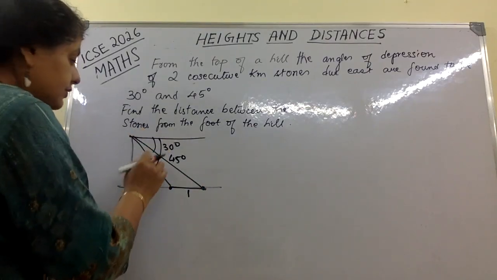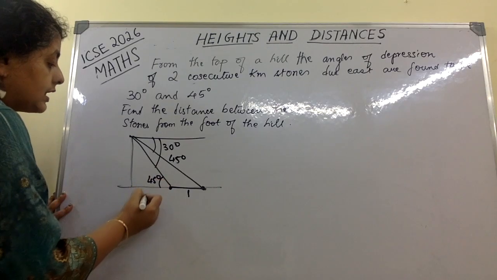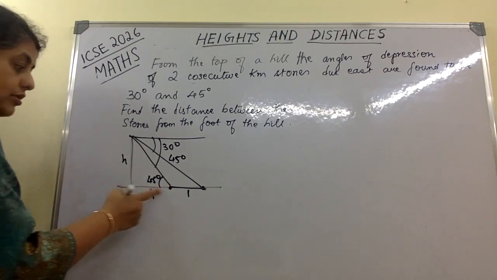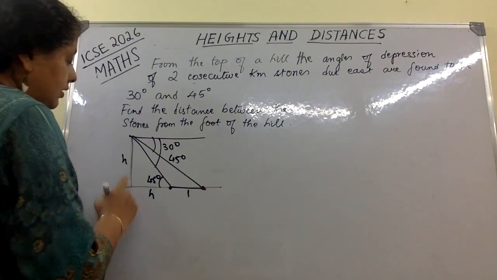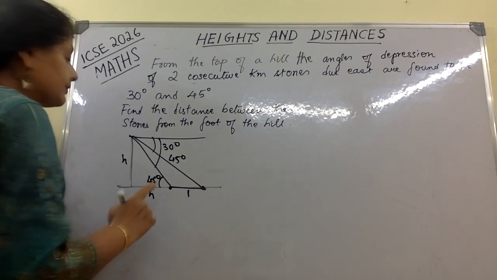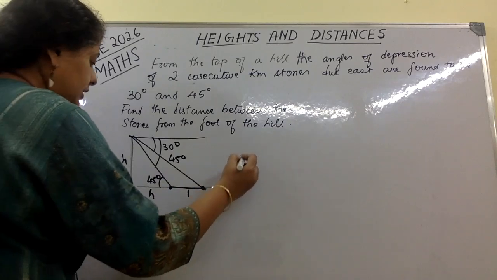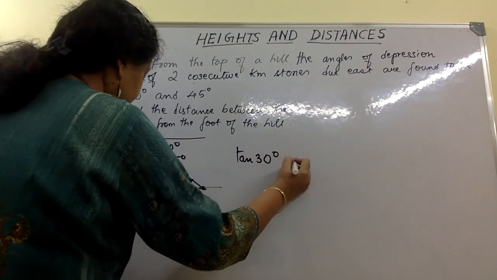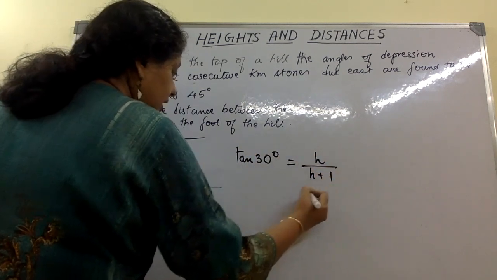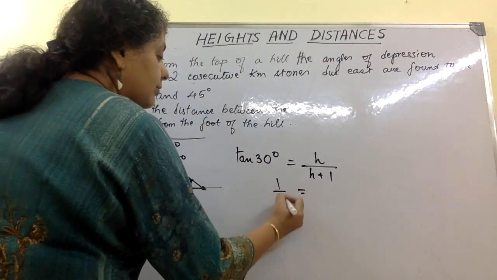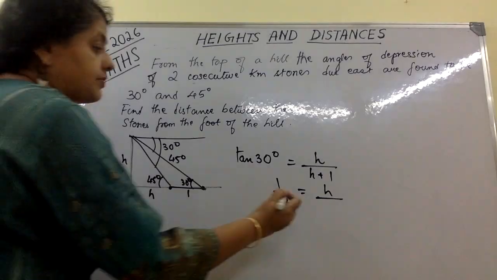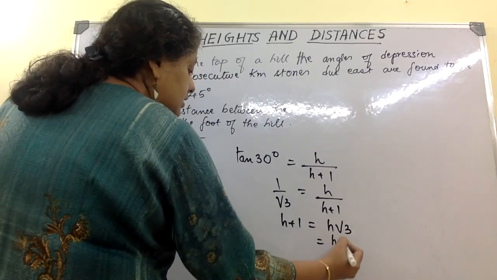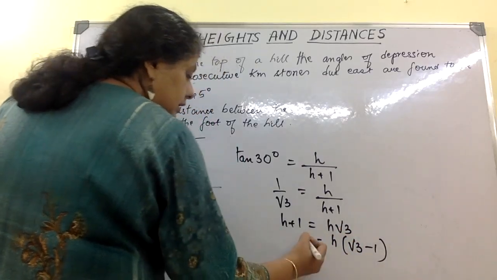Okay, so first thing, if this is a 45, then this also is a 45. If we take this one as h, then this is also h because they are 45. Okay, so h and h. Now we will write one equation. This is the 30-degree angle. Tan 30 degree is equal to h by h plus 1. So now tan 30 degree is 1 by root 3, which is h by h plus 1, right? So h plus 1 is equal to h root 3. So h root 3 minus h is 1.